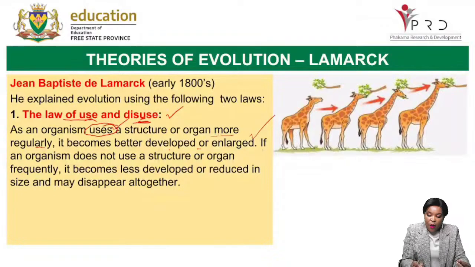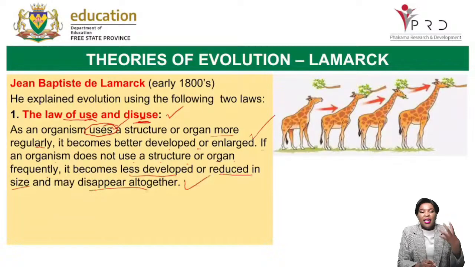He says that if an organism does not use a structure or an organ frequently, it becomes less developed or it is reduced in size and may disappear altogether. So this one is the one where you need to collect marks. So you see, there are 4 possible marks that you can get from just writing that.